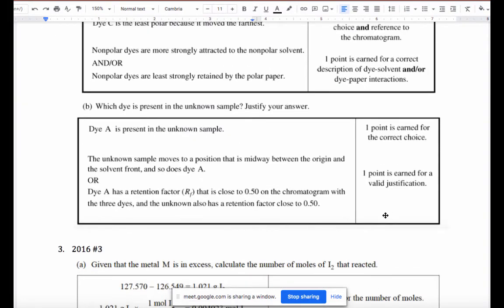But for part B, you need to provide one of the following justifications to get that second point. The unknown sample moves about halfway between the starting point and the solvent front, and dye A also moved halfway between the starting point and the solvent front. Or you could talk about the RF value. The RF value is about 0.5 because it's halfway up the paper, and dye A has an RF of about 0.5. So either one of those works, but this was a 4-point question.